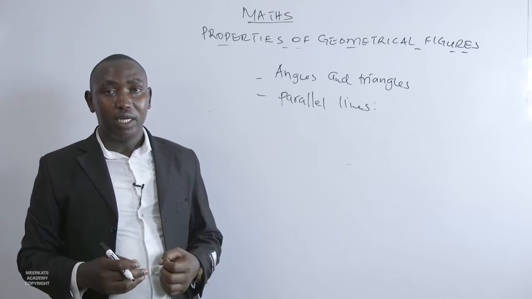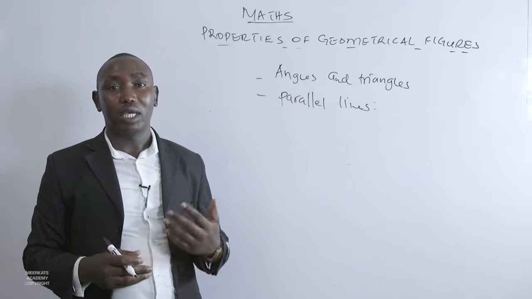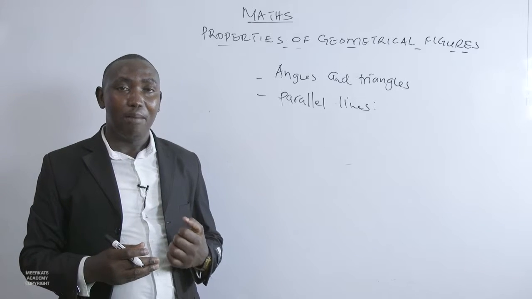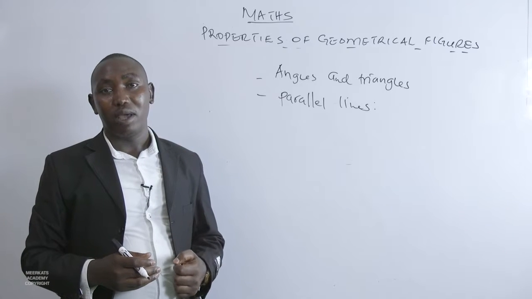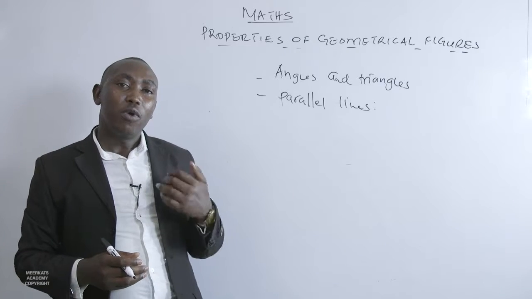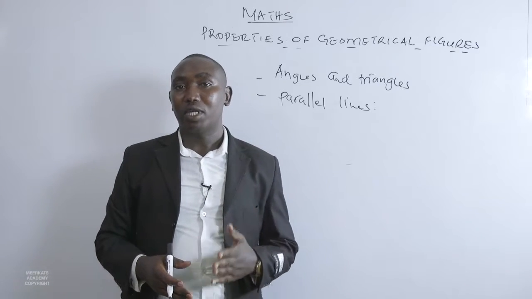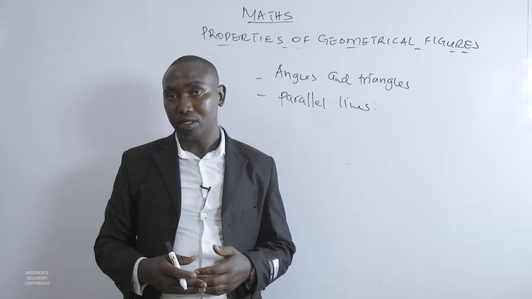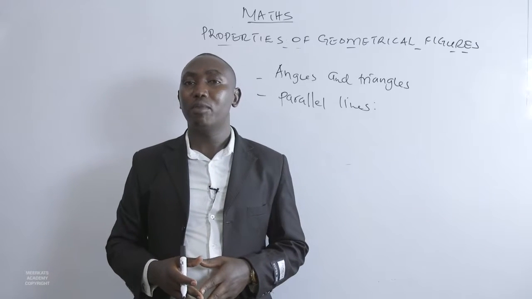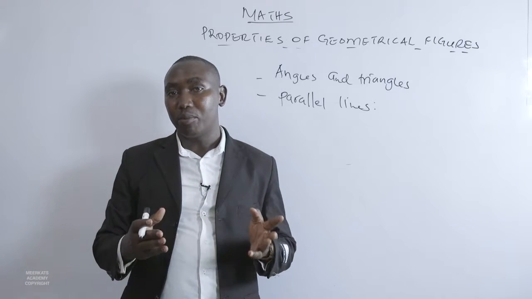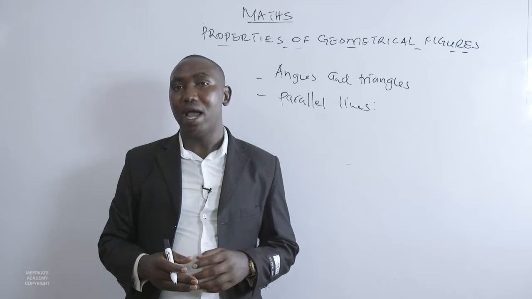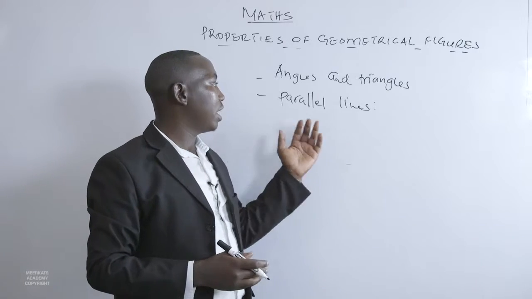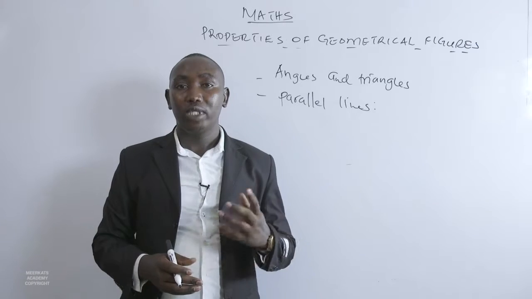Those which are less than 90 degrees, we said they are referred to as acute angles, while those which are more than 90 degrees but less than 180 degrees, we refer to as obtuse angles. We also have a right angle, which measures exactly 90 degrees. We are also able to look at angles at a point, which we said form 360 degrees.